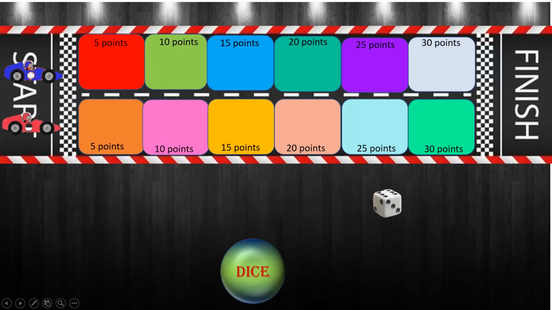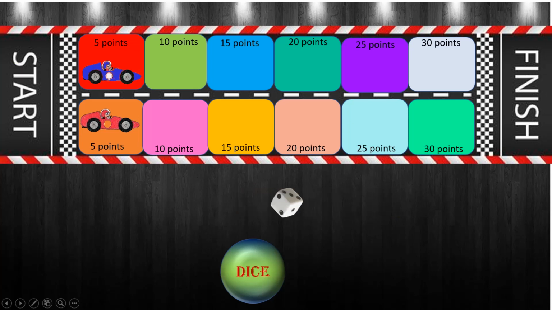Here the two players are there. One is the blue player and the other is the red player. You will need two mouse to play the game. The players will click the dice one by one. The player who is lucky enough to throw a 5 will take one step forward and gain 5 points. Likewise, the player who first gets 30 points will win.